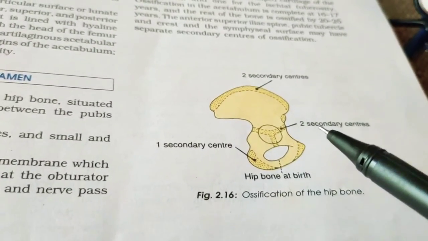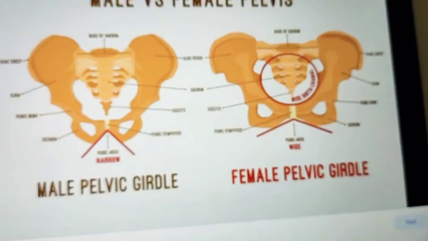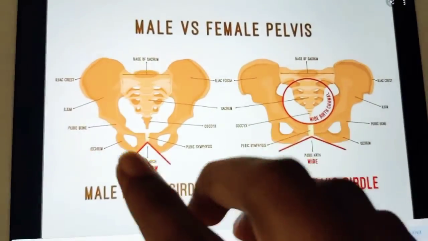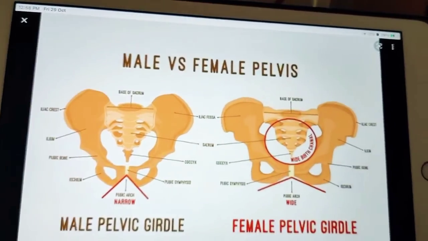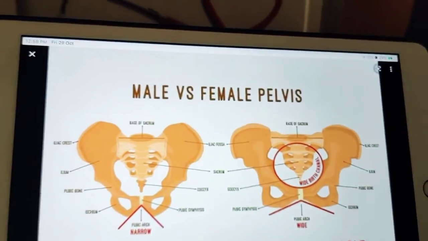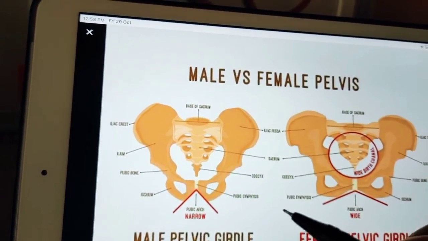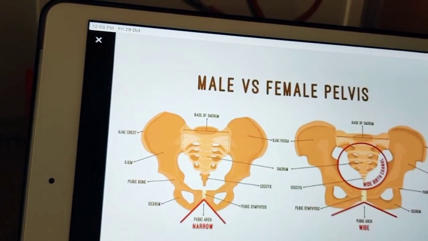The anterior superior iliac spine, the pubic tubercle, the crest and the symphyseal surface may have separate secondary ossification centers. Now we are going to understand the difference between the male and female pelvic girdle, mainly the hip bone. So let us find out the characteristics for determining whether it's male or female.